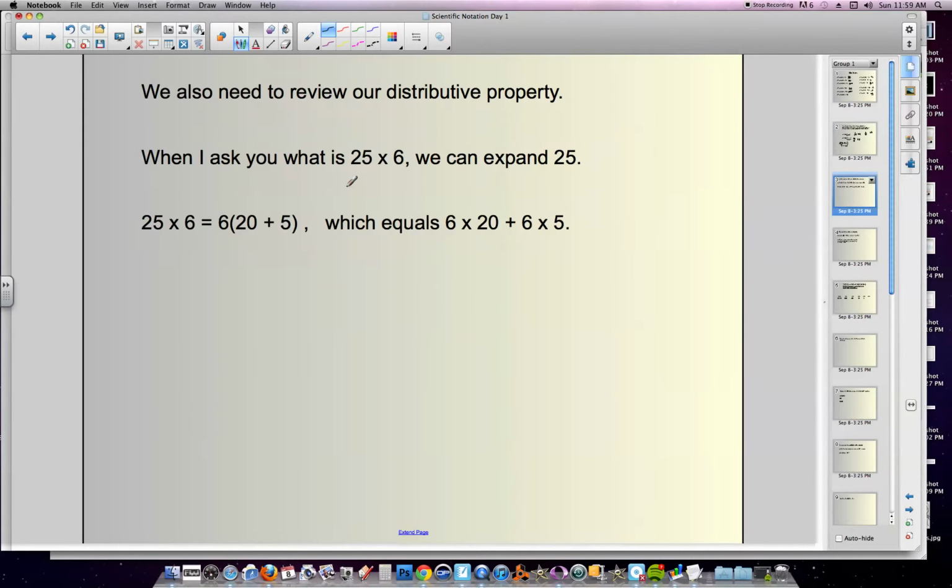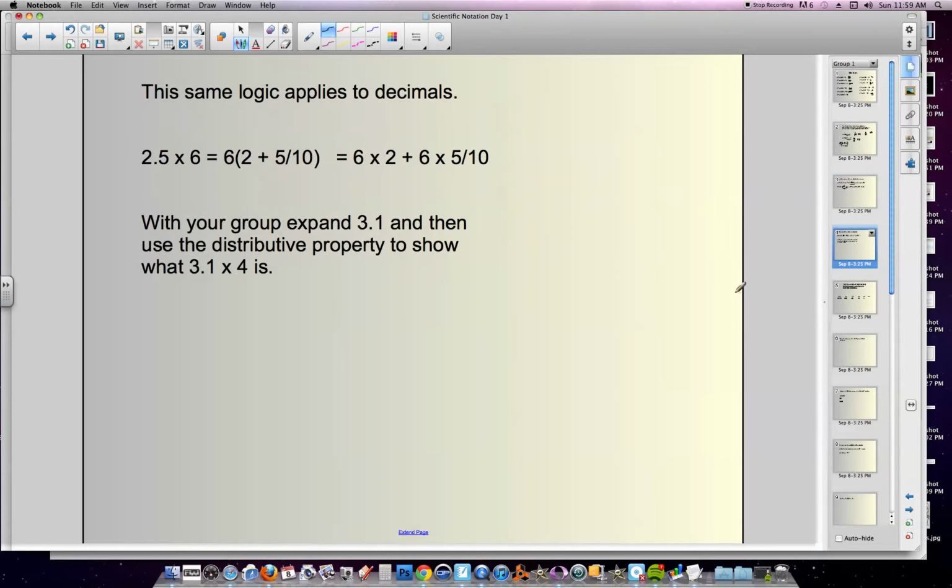And that's kind of what I'm getting at here. If I ask you what's 25 times 6, well, really that's 6 times 5 and 6 times 20, right? We can write 25 in expanded form as 20 plus 5, and if we're multiplying that by 6, then that's 6 20s and 6 5s. And this is going to become really useful for scientific notation.